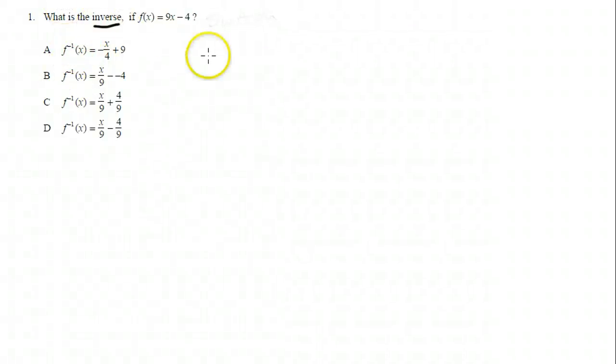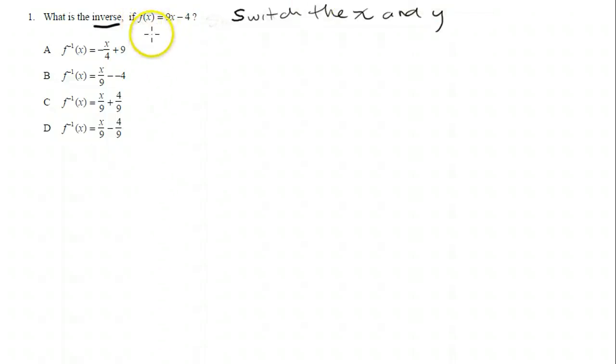Number 1 is asking us to find the inverse, and if you remember what that means, it's just that we have to switch the x and y. So it may be easier to see this f of x instead with a y, so let's just rewrite this as y equals 9x minus 4. And we're just going to switch the x and y, so wherever I see a y, I'm going to write that as an x, and wherever I see an x, I'm going to write that as a y.